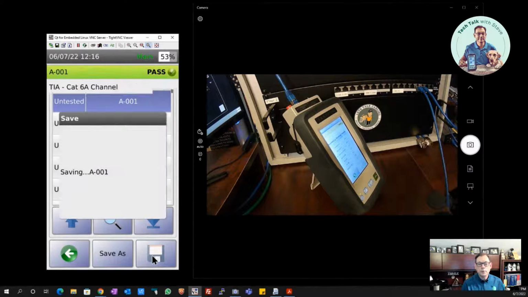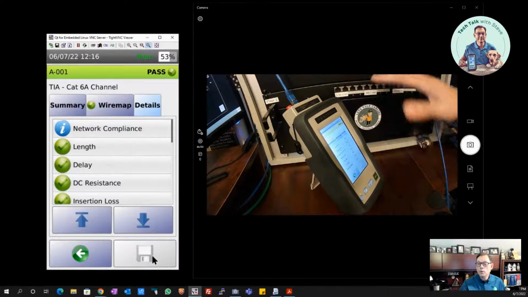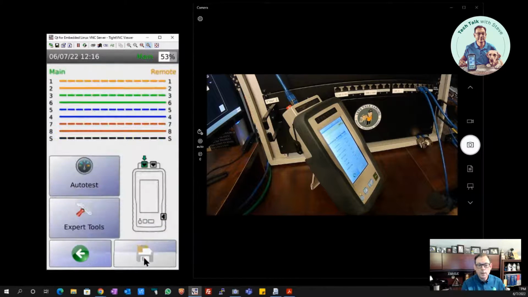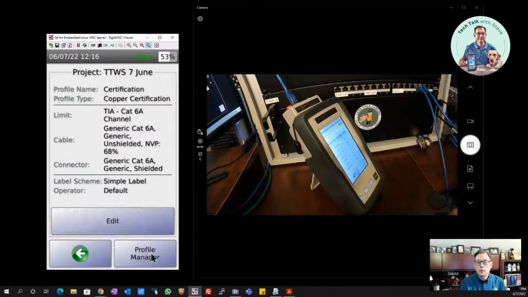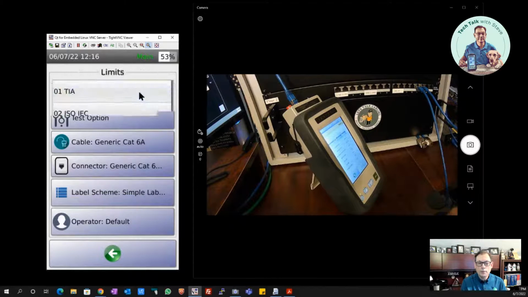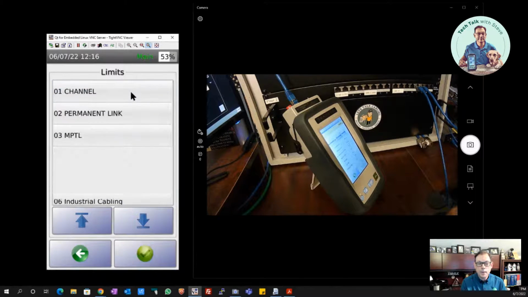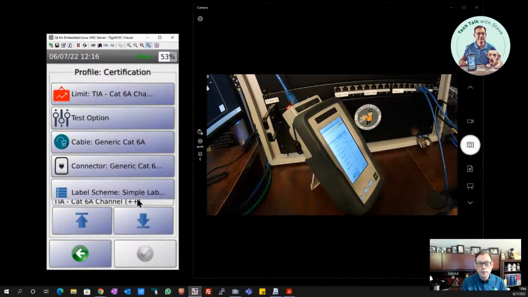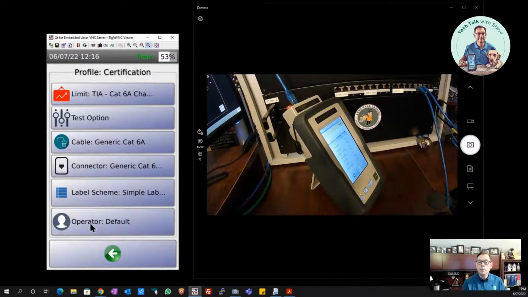And then what I'm going to do is change my test parameter. I'm not going to unplug either my main or remote. I'm going to leave my cabling in place. I'm connected to the link here, and I'm going to go back into my test setup and very quickly change my test limit. And this is how you get to that plus plus. I'm going to go back in here, go into channel test, and go down here and choose this Cat 6A channel plus plus instead of the regular Cat 6A channel. So I've changed that parameter.